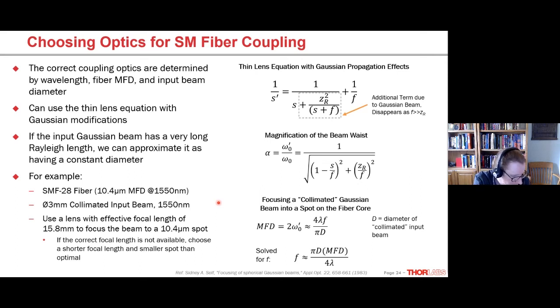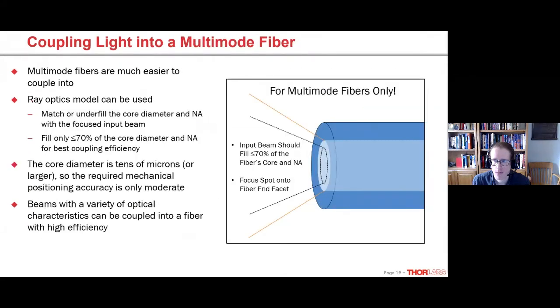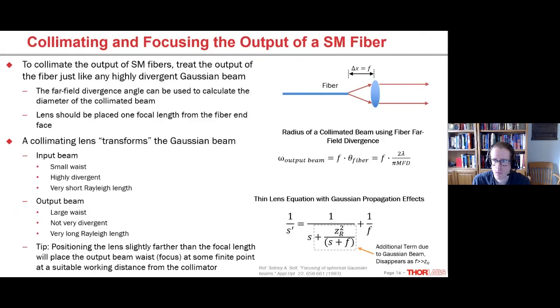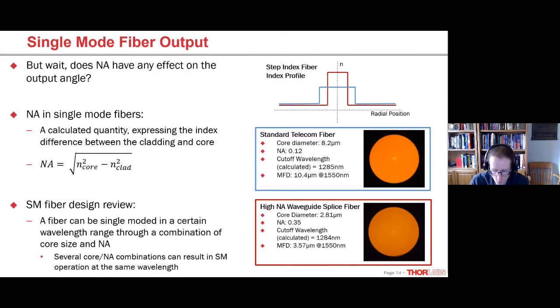So, okay, next question is about the NA. You talked a little bit about how the NA is not completely intuitive in a single mode fiber situation, but a higher NA still means a larger divergence angle. Is that correct? Yeah, absolutely.